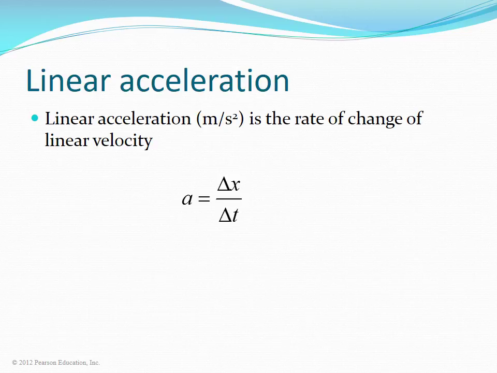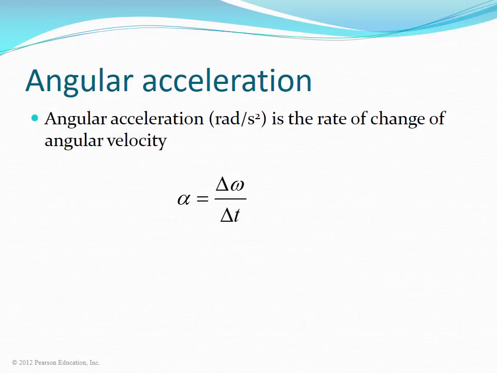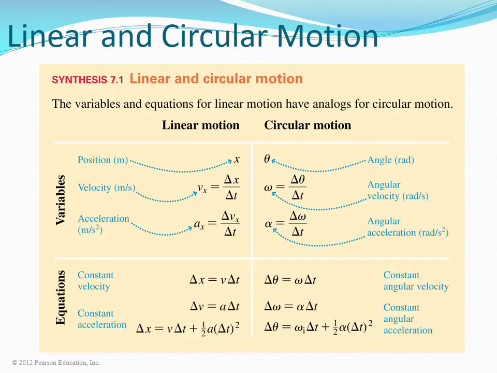Linear acceleration in meters per second squared is the rate of change of linear velocity. Likewise, the angular acceleration in radians per second squared is the rate of change of angular velocity. There is a complete correspondence between the equations for angular motion and linear motion. Study this chart carefully and become familiar with the two sets of equations.